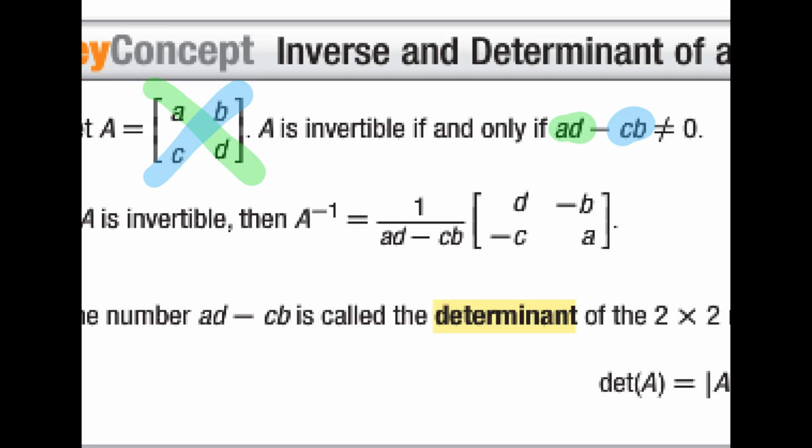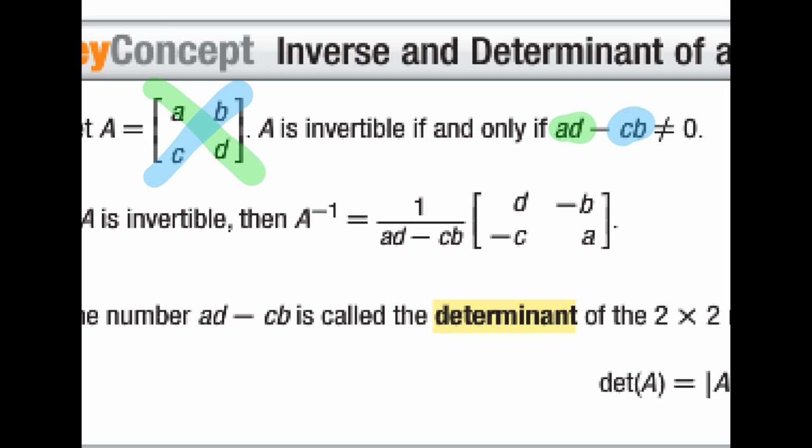If you subtract them and you get 0, you will not have an inverse matrix. So if you take A times D, these are the locations. You take the top left, bottom right, multiply them together, and then you subtract the multiplication of the top right and the bottom left, and you get 0. If you get 0, there won't be an inverse matrix. As long as it's not 0, you will have an inverse matrix.